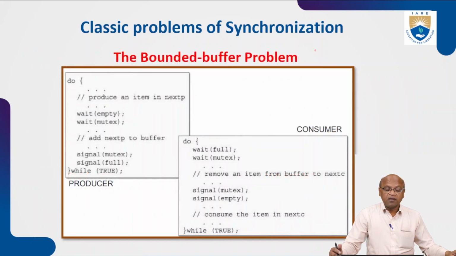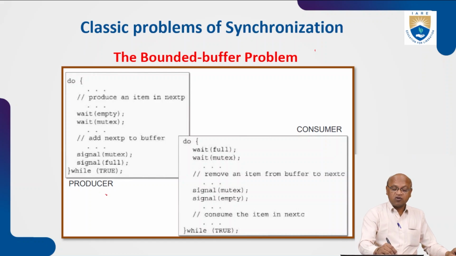This is a simple pseudocode for the producer-consumer problem in the bounded buffer problem. Produce an item in next, wait empty, and wait mutex. Add next to buffer, signal mutex, signal full, in a continuous loop. So the producer produces the items and adds them to the buffer. If there is space, he will add it, and then he will wake up the consumer.